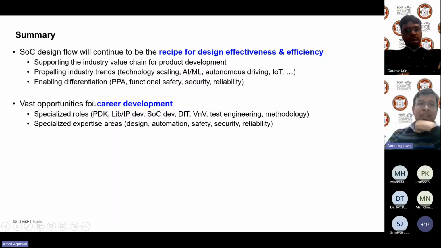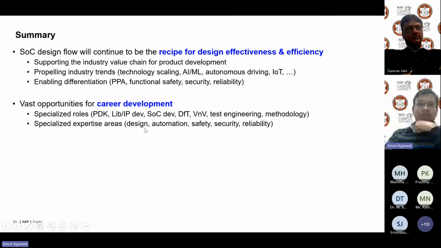And this is still a very hot field. There are vast opportunities for career development. There are specialized roles, as we discussed: PDK, custom cell development, SoC development, DFT, verification, test engineering. All these are very niche areas, and they are specialized roles where you can expect to do cutting edge work and have a specialized area of expertise. Everyone cannot be master of everything.